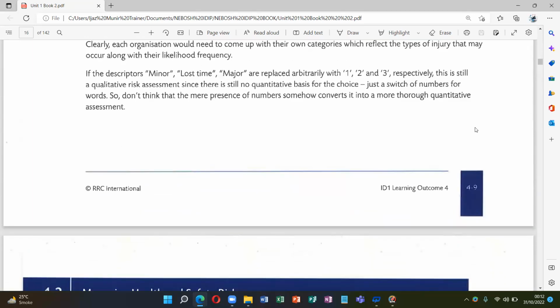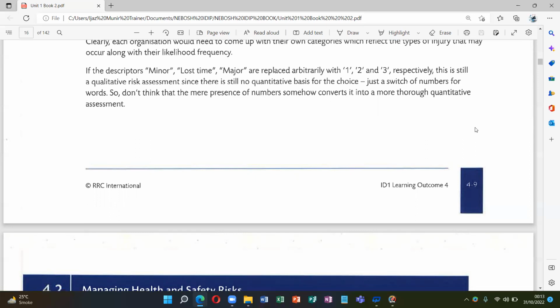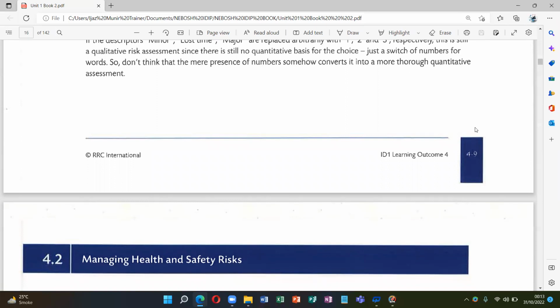If the descriptors minor, lost time, major are replaced arbitrarily with 1, 2, and 3 respectively, this is still a qualitative risk assessment since there is still no quantitative basis for the choice. Just a switch of numbers for words. So don't think that the mere presence of numbers somehow converts it into a more thorough quantitative assessment.